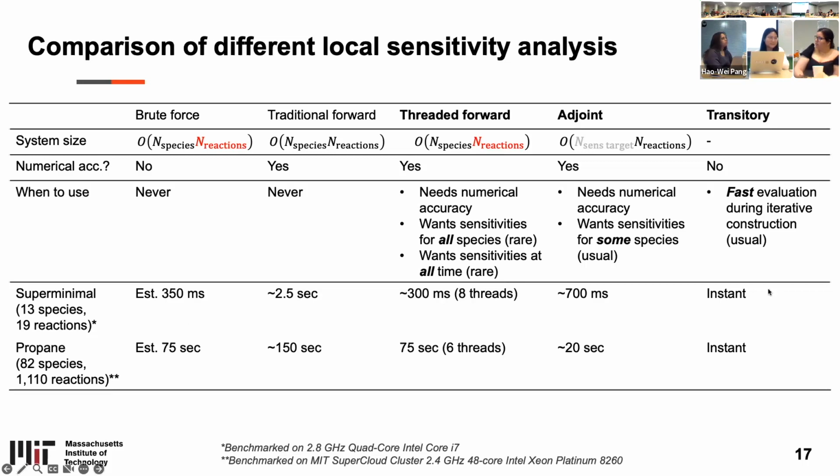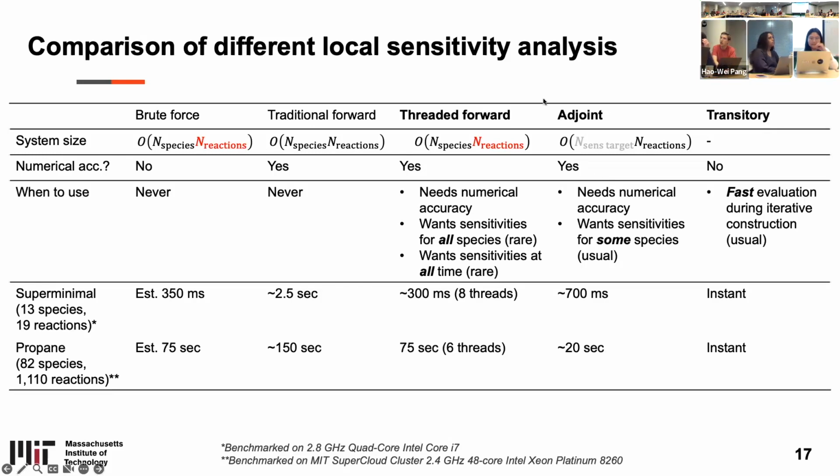But for transitory sensitivity, you get it instantly. If you can sacrifice the numerical accuracy, choose the faster one. But if you want numerical accuracy, you should choose either threaded forward or adjoint sensitivity.